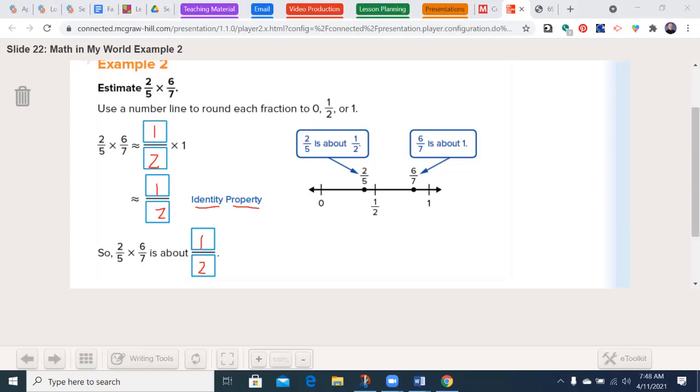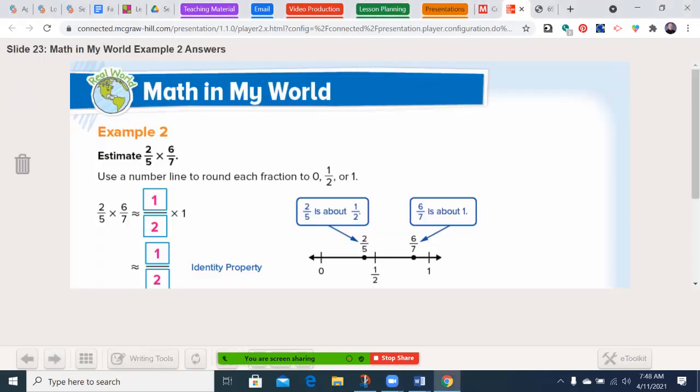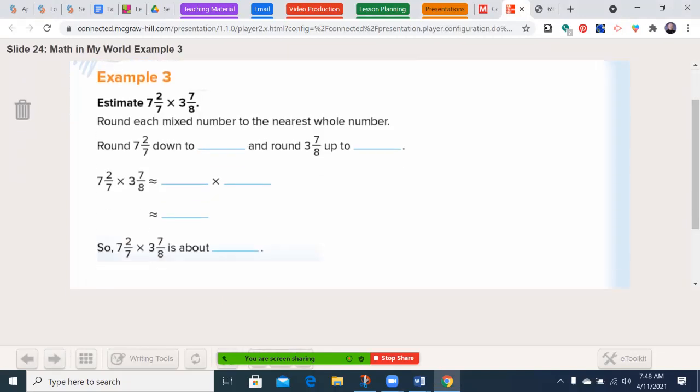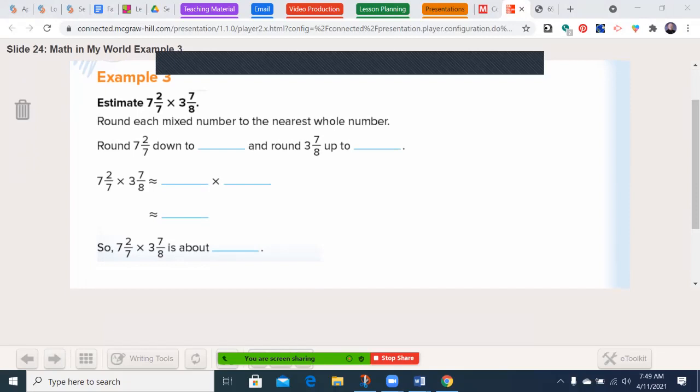I'm going to go ahead and clear the screen. And you see the answer key right here. Let's do one more together under example this way. We have estimate 7 2/7 times 3 7/8. And they're going to round each mixed number to the nearest whole number. So we know that 7 2/7 is either going to be 7 or 8. And half of 7 is 3.5. 2 is less than that, so it's going to stay 7.